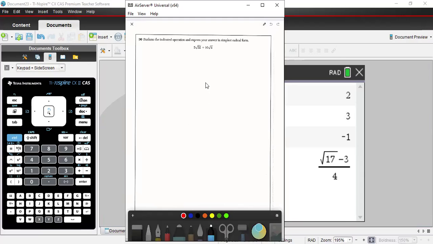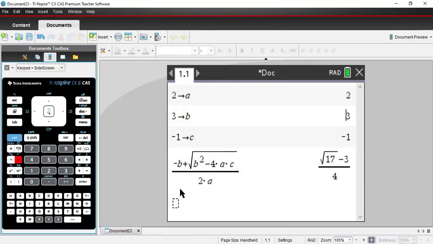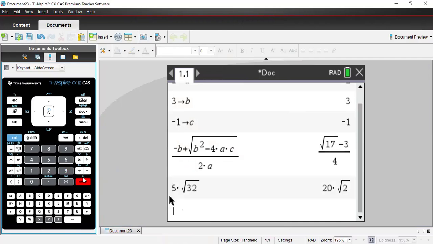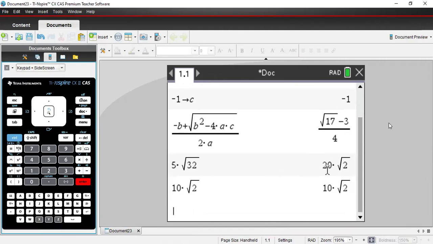So here's what I'm going to do. First thing, I'm going to type in 5 square root of 32. I know that 32 can be simplified. It can be written as 20 square root of 2. Now, I'm going to type in 10 square root of 2. I know that this cannot be simplified because it's already simplified, but I'm just going to show you this is all you have to do to get 2 points instead of 1.